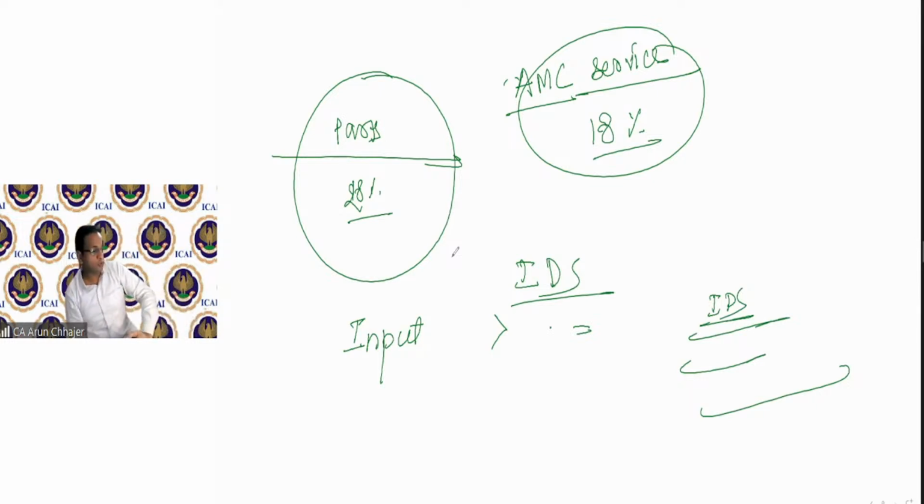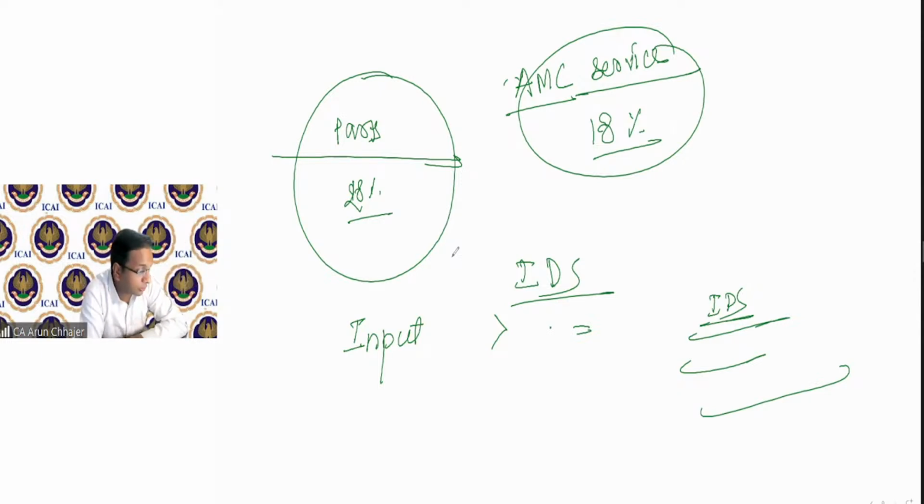What do we mean by goods which are capitalized? You purchase plant and machinery. It is goods, correct? But it has been capitalized in the books of accounts, so this will be called capital goods. If you purchase, let's say, a stationery item, it is goods, but you are not capitalizing it, so it becomes input.